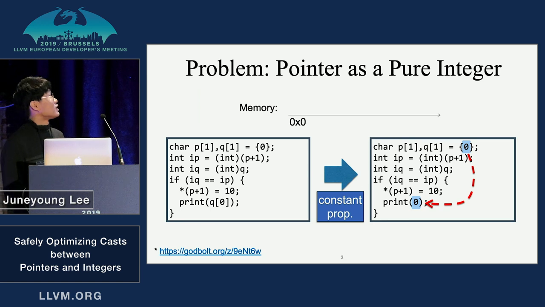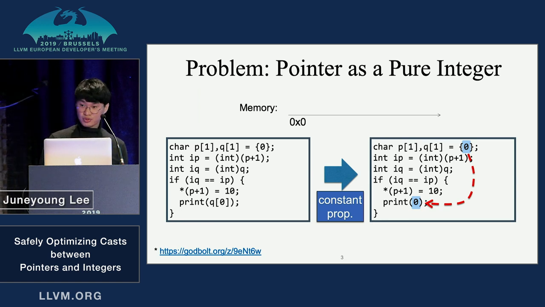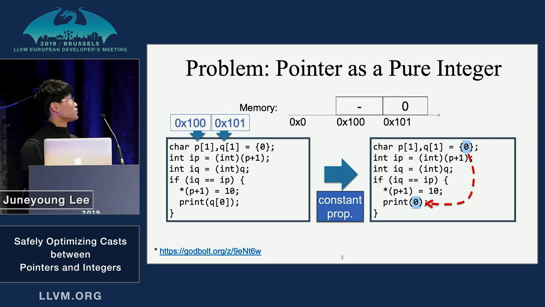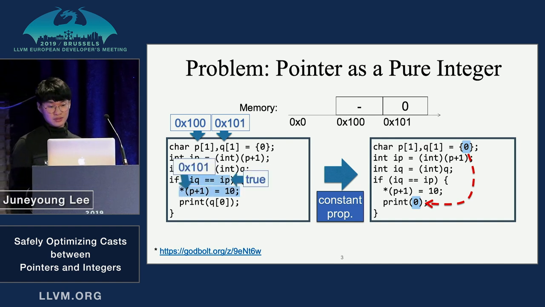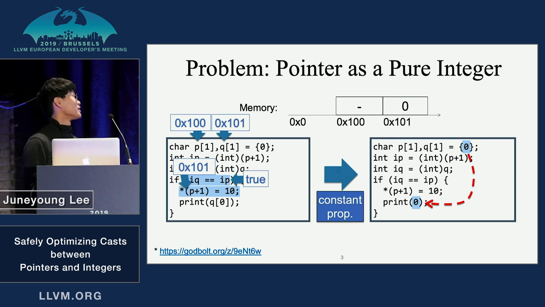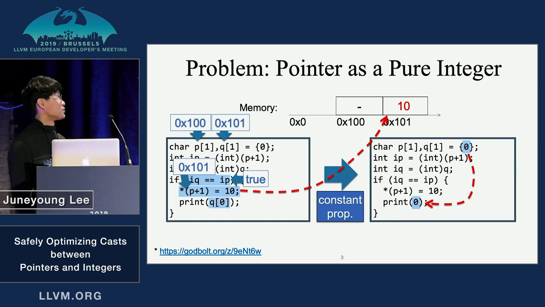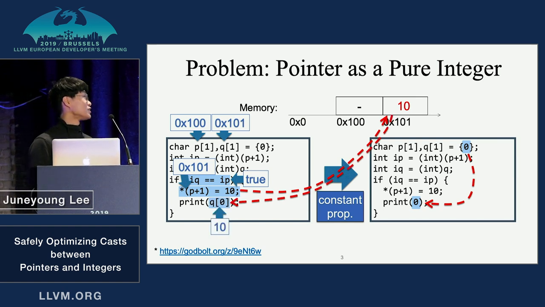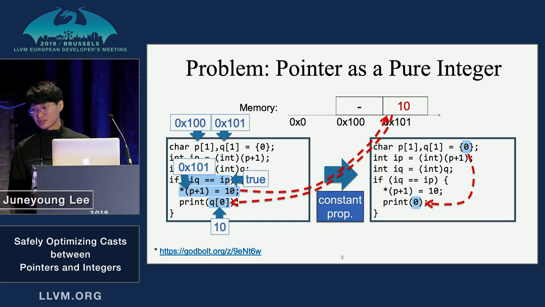This optimization seems valid, but actually, if a pointer is just a pure integer, then we cannot explain this optimization. Let's assume that p and q are allocated at 100 and 101. Then the comparison will be true because they are both 101. So this statement will assign 10 into address 101, and it will print integer 10. However, after optimization, the program is printing 0. So something bad happened, because optimization cannot change the behavior of the input program.